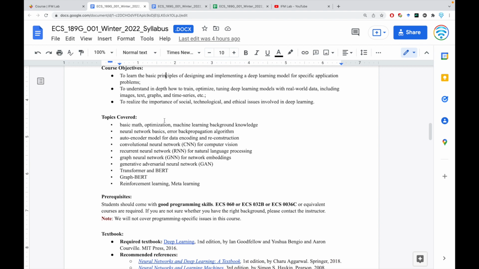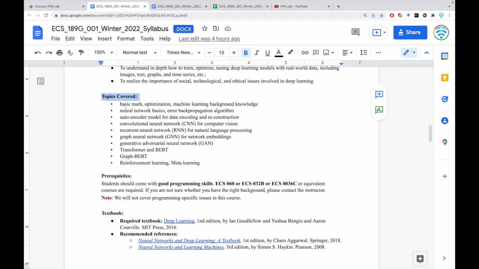This course will cover very broad topics, actually. At the very beginning, we'll provide an introduction to some basic background knowledge about math, optimization, and machine learning for you. So if you don't know much about machine learning, no worries, we have prepared some lectures for you already. We also provide an introduction to general neural network basics, as well as the error propagation algorithm.